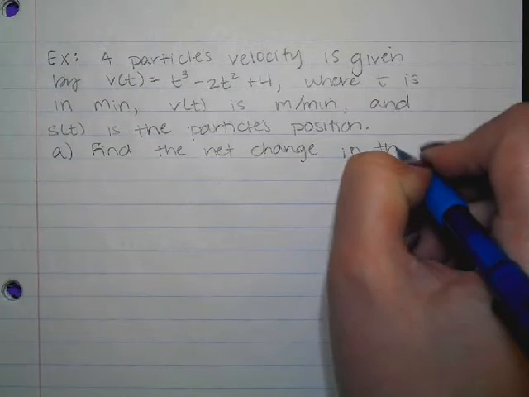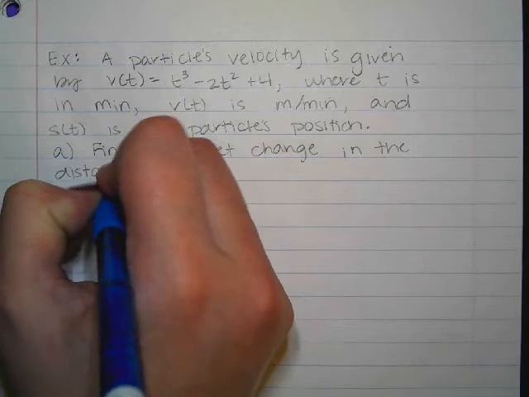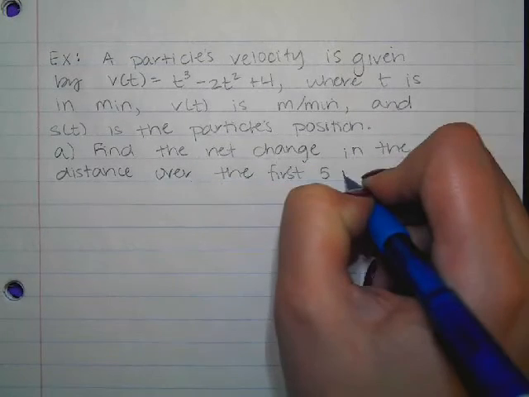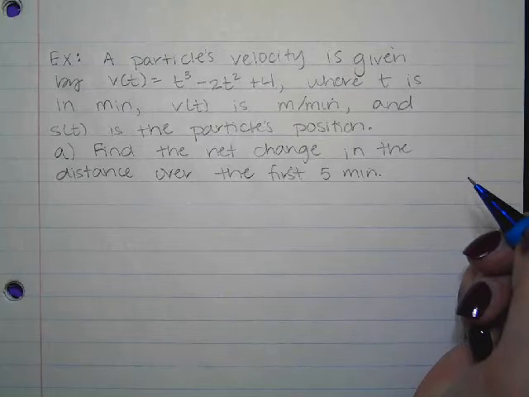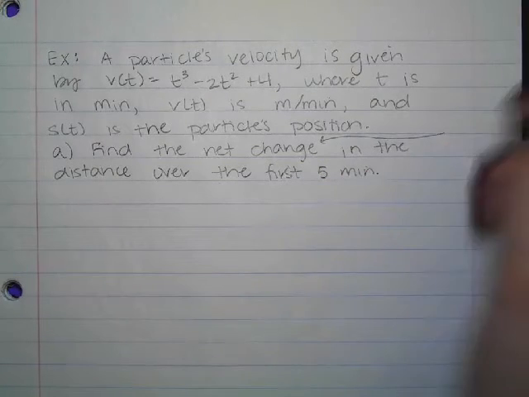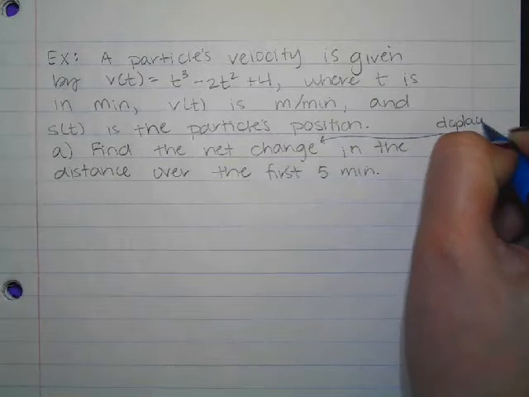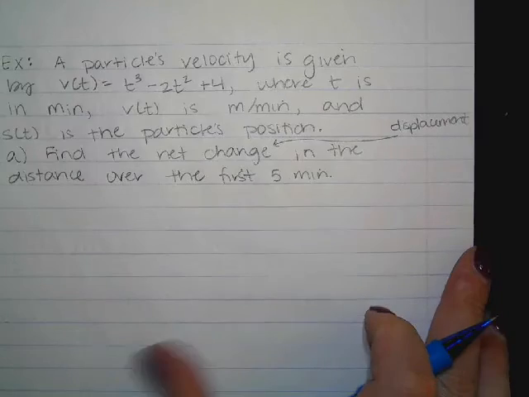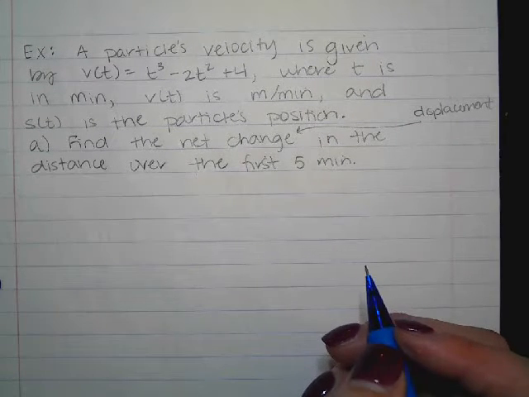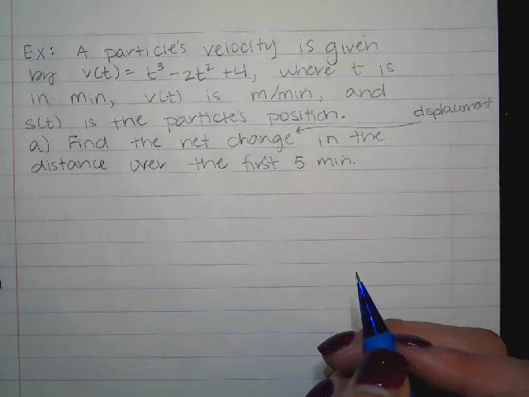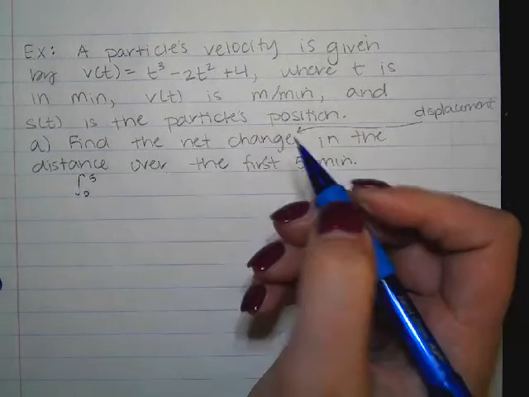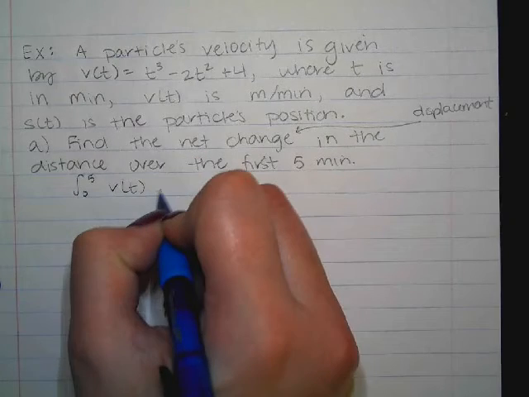in the distance over the first 5 minutes. And when they say net change, we are going to think displacement. Okay, so how do I write this? 0 to 5. So the integral from 0 to 5, v of t dt, okay?